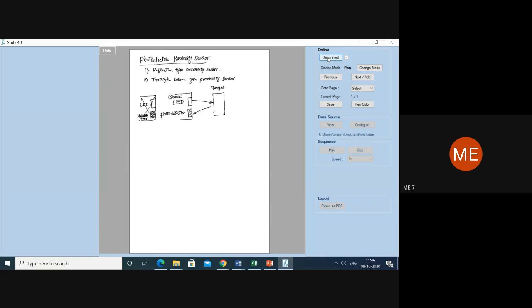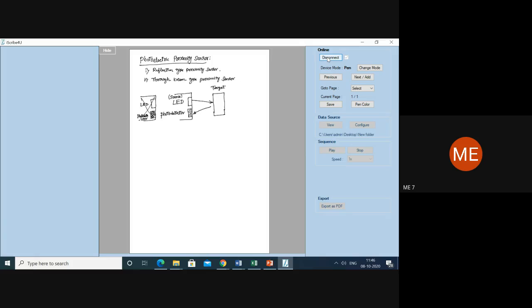So what do we have in the picture? In the reflection type proximity sensor, the light emitting diode is the light transmitting source, and the photo detector is the receiving source. When the light rays fall on the target, the target receives that light, and the light will be reflected back to the photo detector.